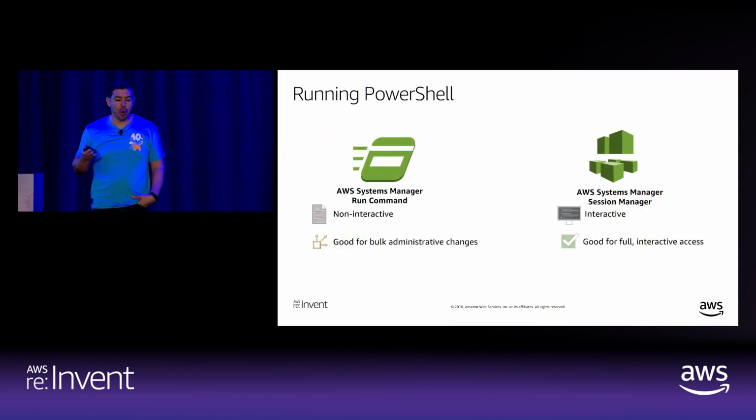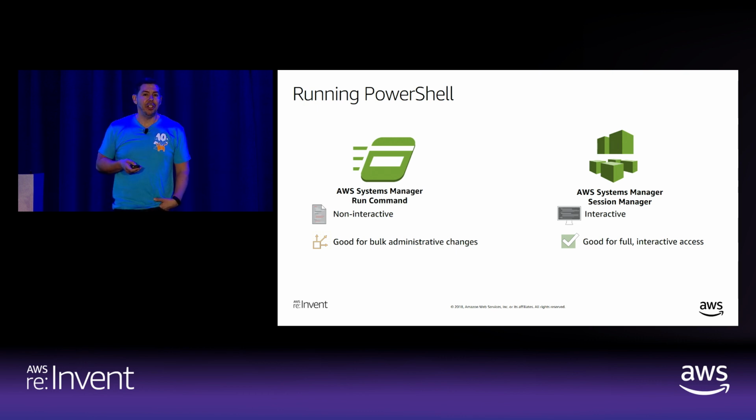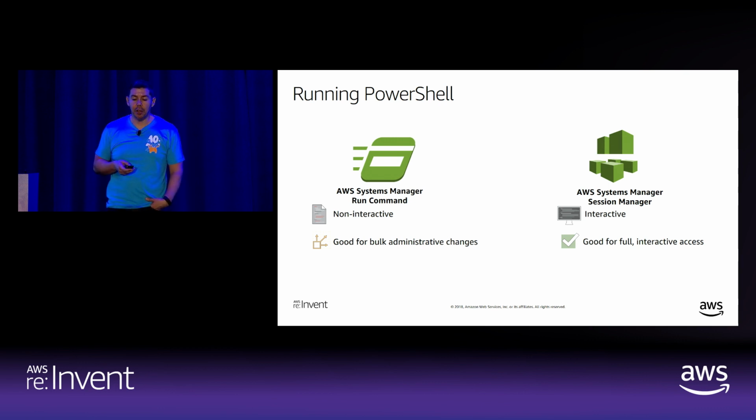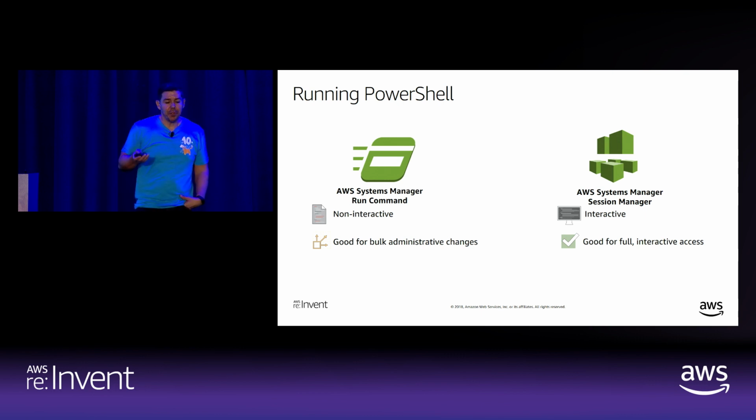Now, AWS Systems Manager Run Command is a capability that's good for performing bulk administrative changes across the fleet of your instances. You can use Run Command in the AWS console, in the AWS command line interface, as well as AWS Tools for Windows PowerShell or the AWS SDKs. And this service and these capabilities are offered at no additional cost. You, of course, pay for the compute and storage that you're leveraging within AWS, but not for the use of this service. So Run Command is good for bulk administrative tasks.